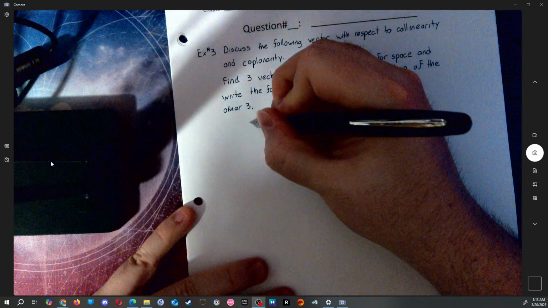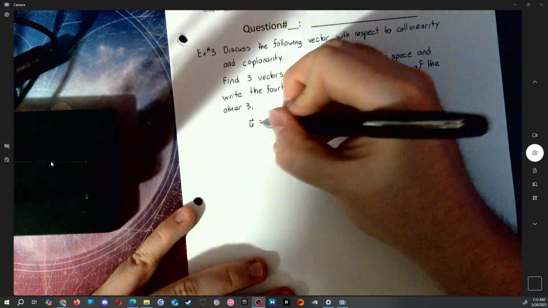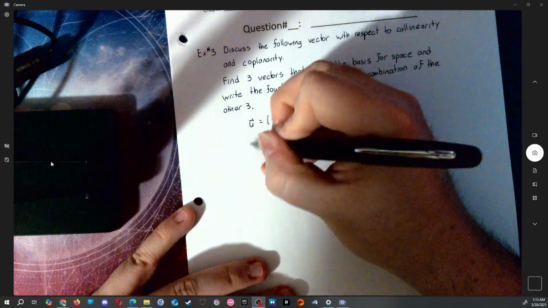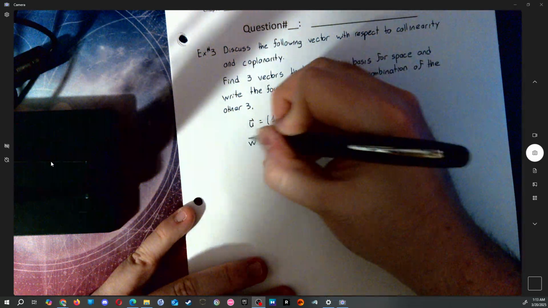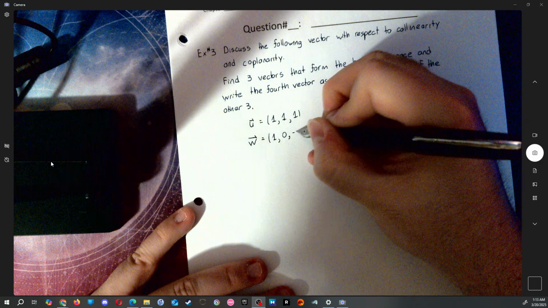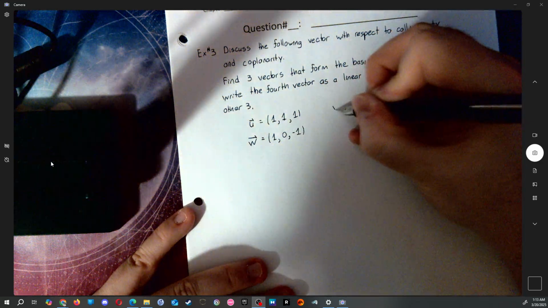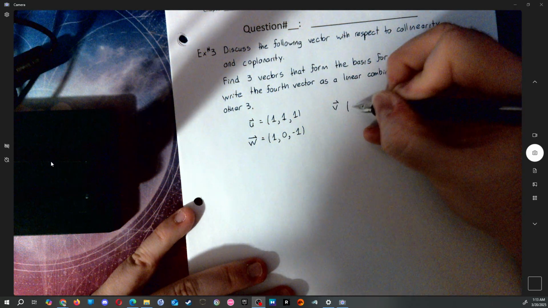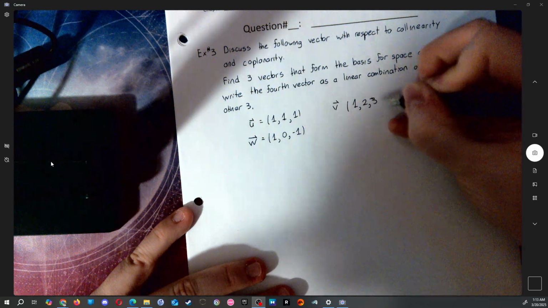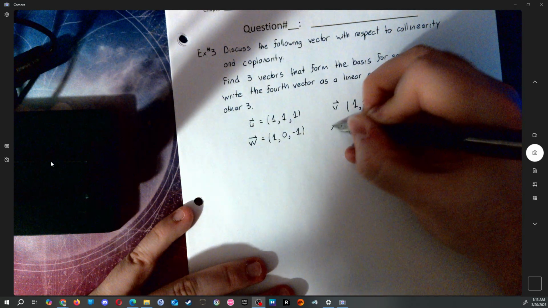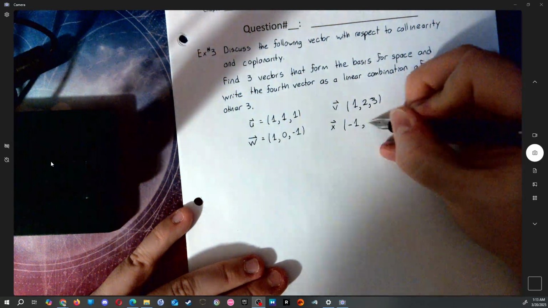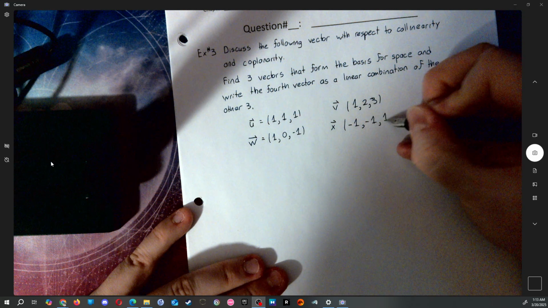So I've got vector u is going to be nice and simple 1, 1, and 1. Vector w, 1, 0, and minus 1. Vector v will be, what do I have here? 1, 2, and 3. And then finally, vector x will be minus 1, minus 1, and 1. Okay?